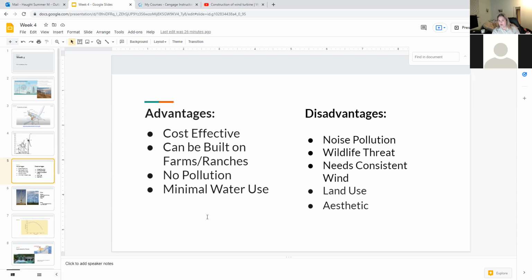It needs consistent wind as well, right? If we don't have a lot of wind, they aren't going to move and they're not going to create energy. So that doesn't help.